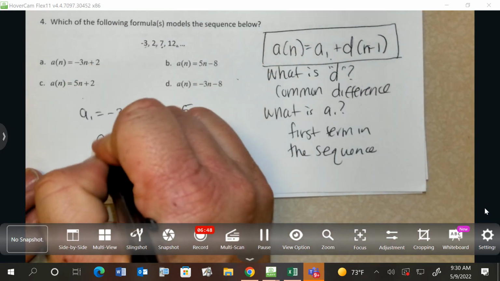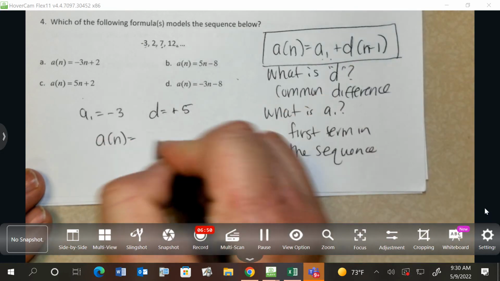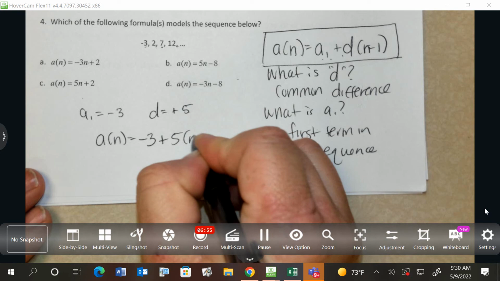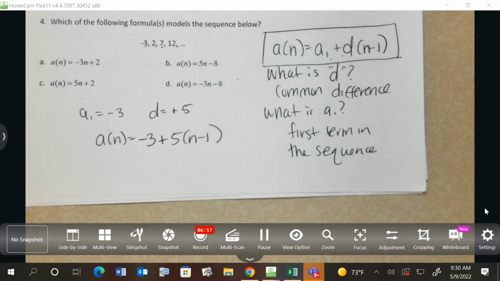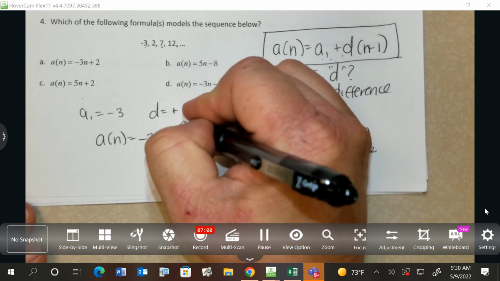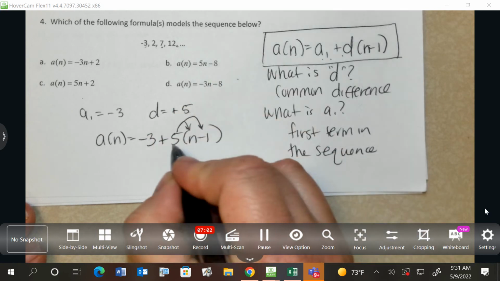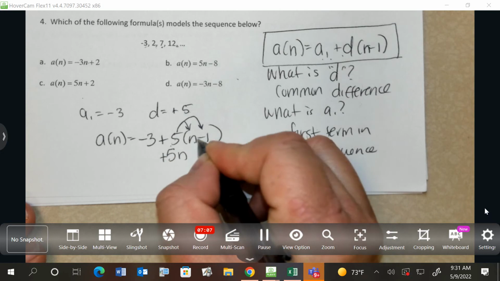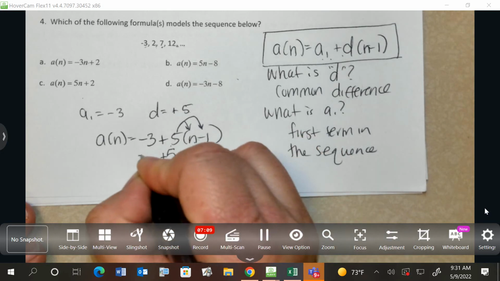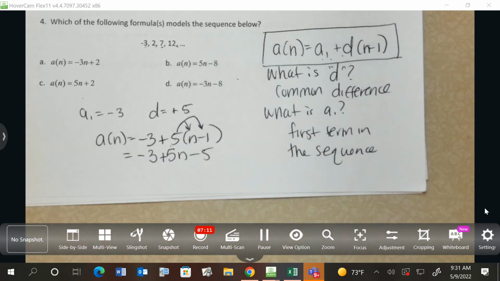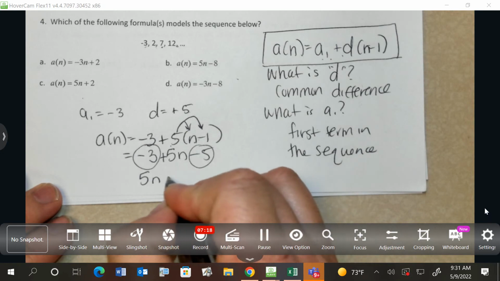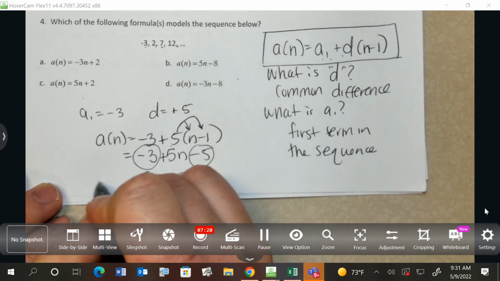So here we go. a sub n equals, the first number is -3 plus the common difference is 5 and then (n minus 1). Now I'm going to distribute that positive 5. When I distribute, I multiply. So 5 times n is positive 5n. 5 times -1 is -5. And don't forget about the -3 that was out front. There are 3 terms here, and only 2 of them can be combined. -3 and -5 combine to give you a -8.